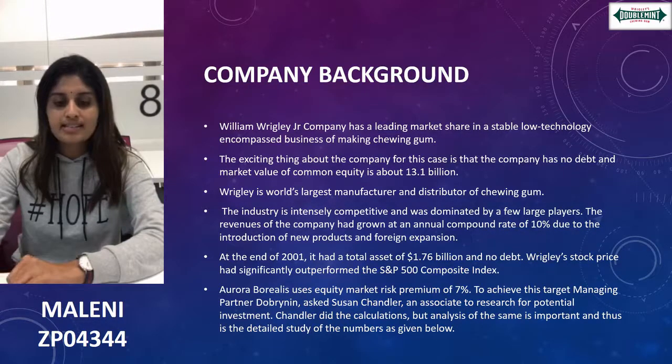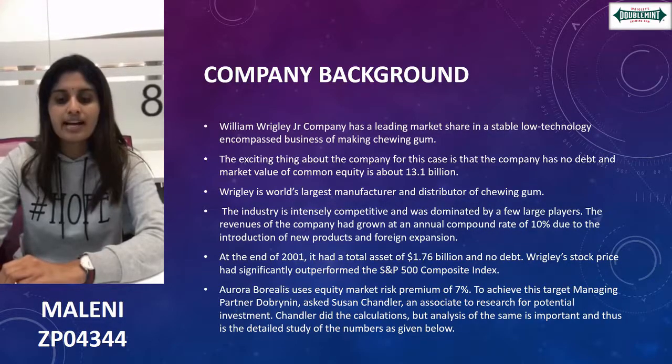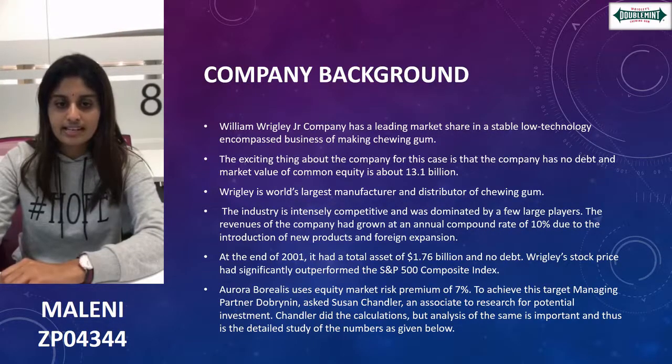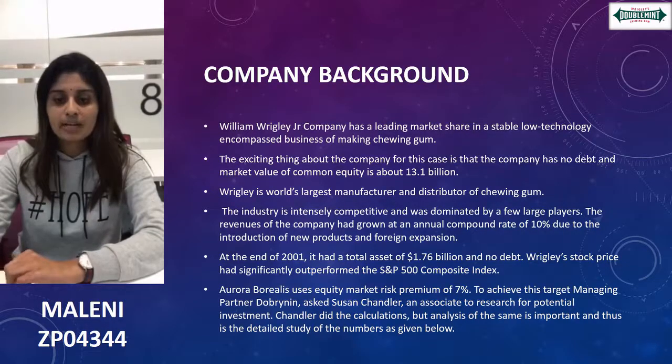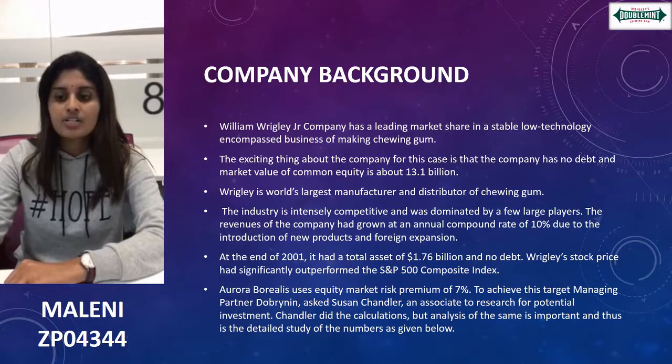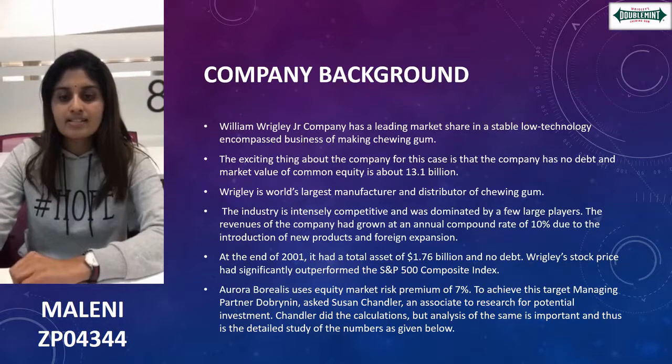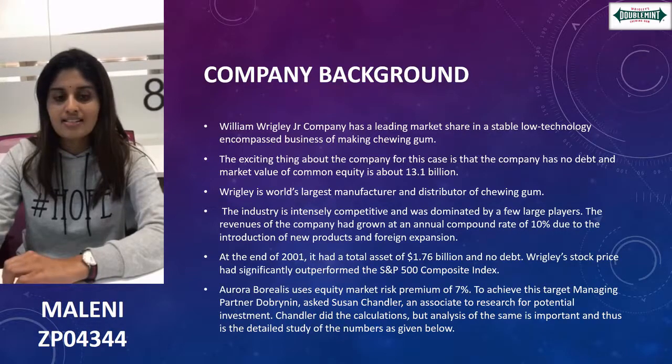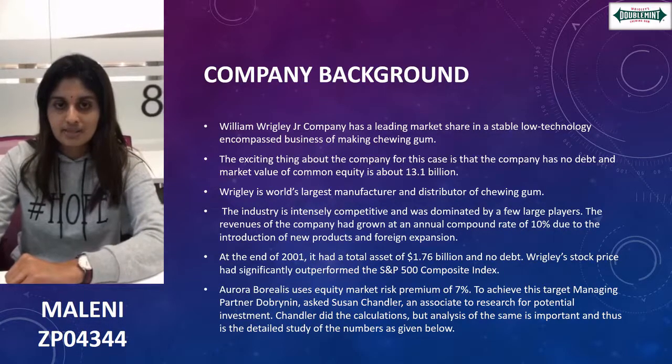Wrigley's stock price has significantly outperformed the S&P 500 Composite Index. So, Aurora uses an equity market risk premium of 7% to achieve its target. Managing partner Dobrin asked Susan Chandler, an associate, to research a potential investment. Chandler did the calculation, but analysis of the same is important, and thus is the detail of the study of the numbers as given below.